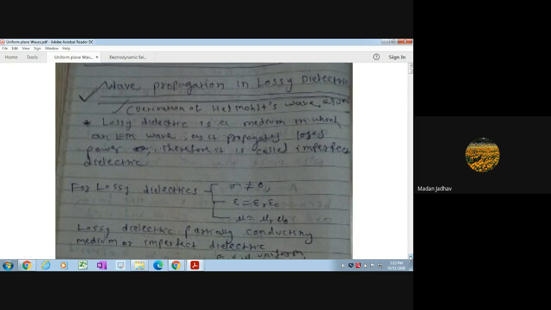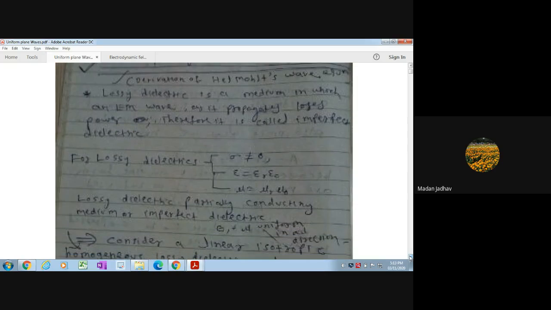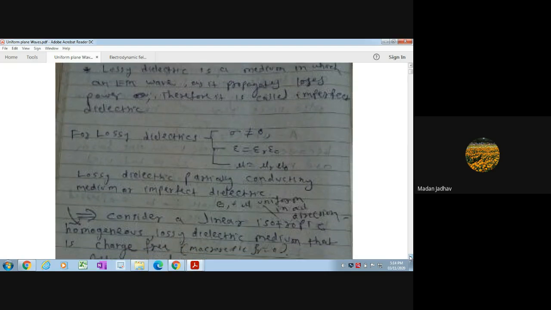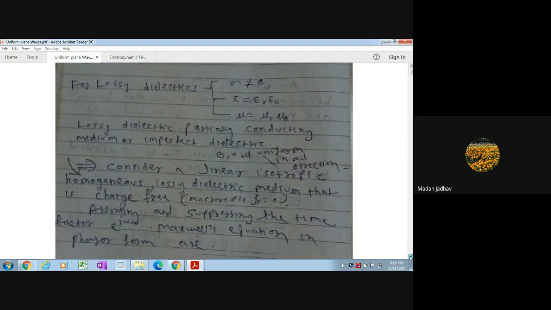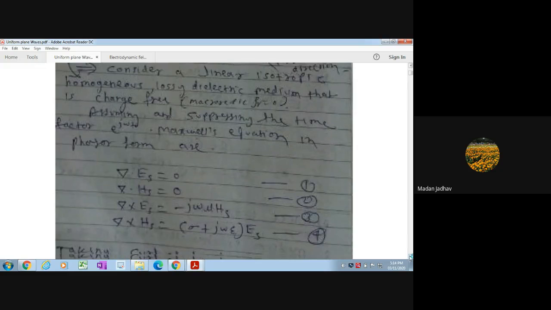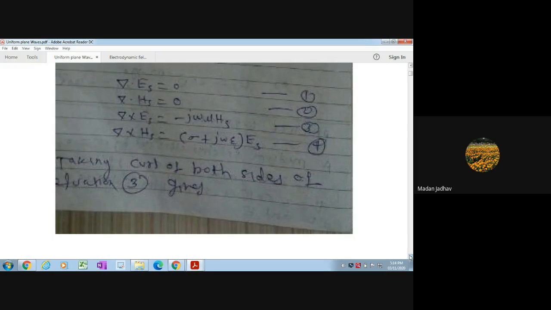First of all, we have obtained the wave equation for the lossy dielectric medium, an isotropic, imperfect medium, for which Maxwell's equations are satisfied. Then we have obtained the Helmholtz wave equation. First we will see the Helmholtz wave equation. The derivation will not be there, and in your exams, objective type questions will be there. We have to identify the wave equation.